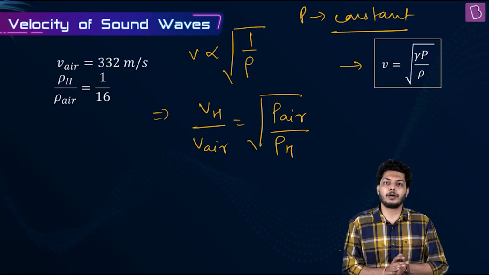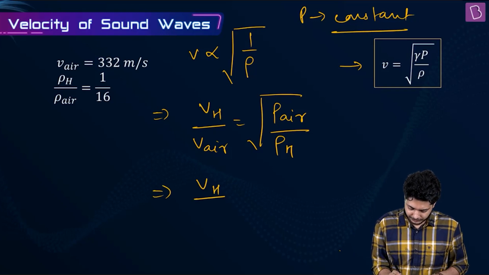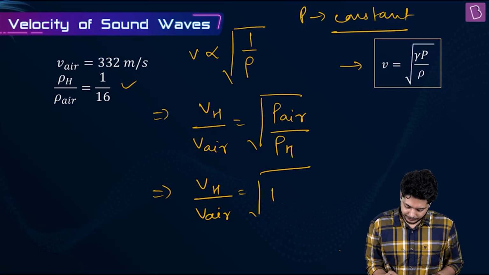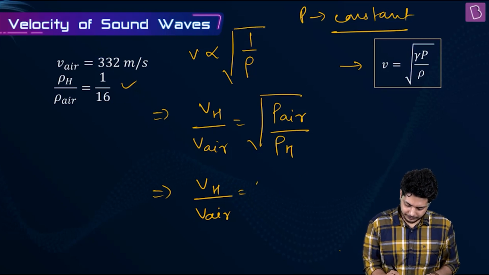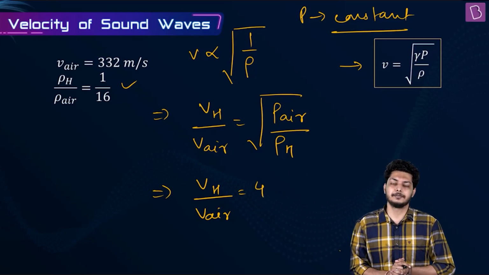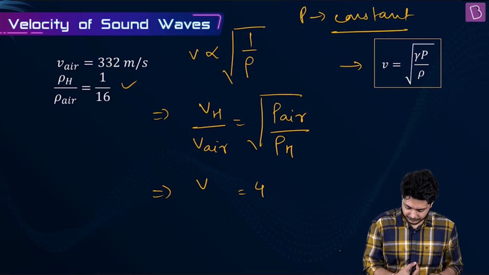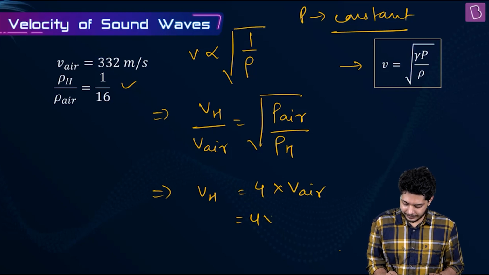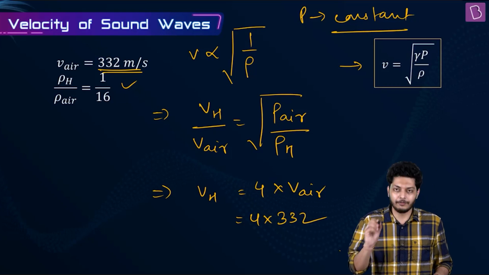Got it? Any problem? No? Okay. So let's place the values. VH by V air is equal to root over of rho air by rho h. Rho h by rho air is 1 by 16. So here we can place 16. Or let's say in place of root over of 16, let's directly write 4. 4 square is 16. Right? Now, if this denominator goes on the other side, this will be VH. VH is equal to 4 times V air. And V air is given as 332 meters per second. So 4 into 332 will give our answer.